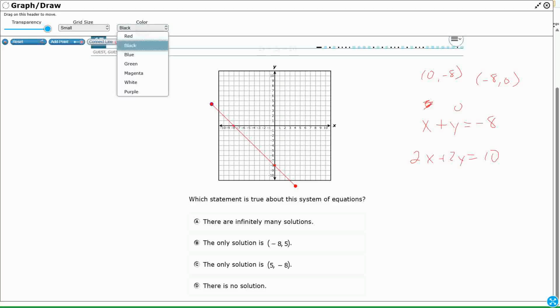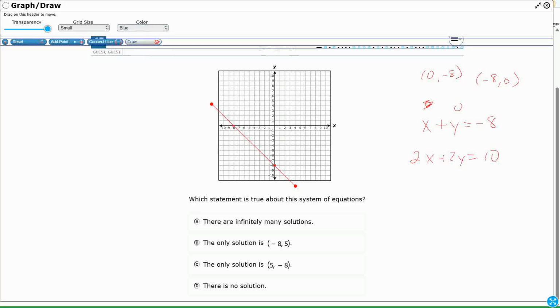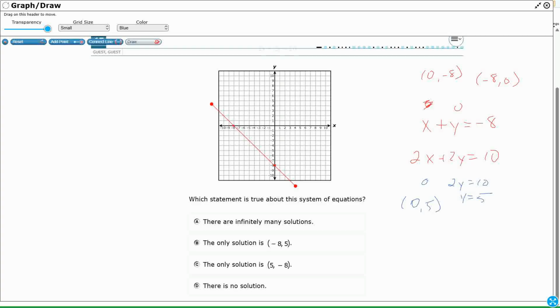Let's do our second line. And if we put a 0 in for this x, that's going to be 2y equals 10, so y equals 5. So I have (0, 5). All right, so 0 and then 5. And then if I did the same thing, if I'm going to put a 0 in for my y, that's going to be 2x plus 0 equals 10. So that's going to be x equals 5. All right, so if I had an x of 5, y of 0, this is what we're going to get.